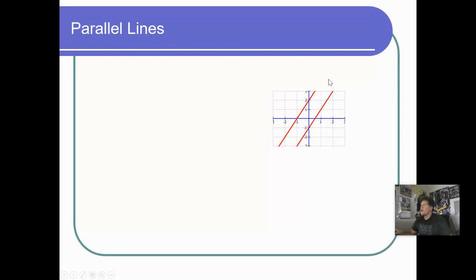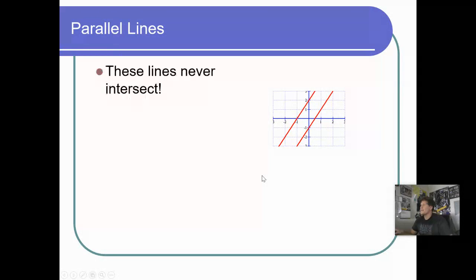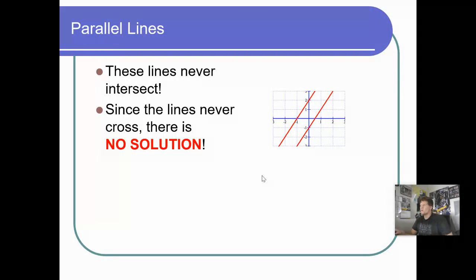Another one would be parallel lines. Parallel lines never intersect. If they never intersect, they never share the same x comma y, which means no solutions.